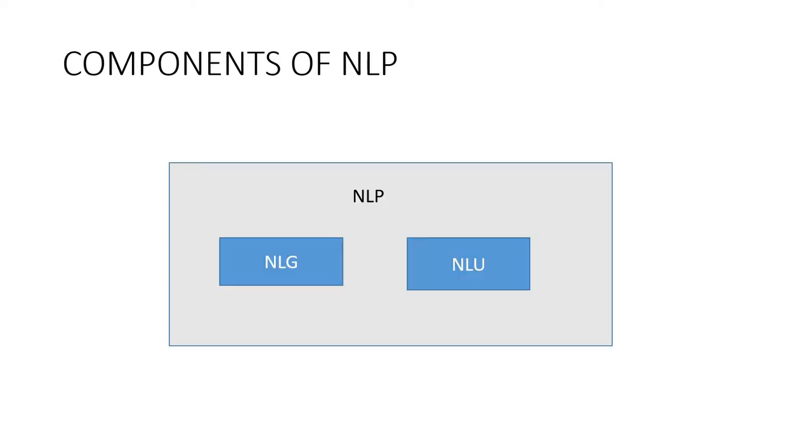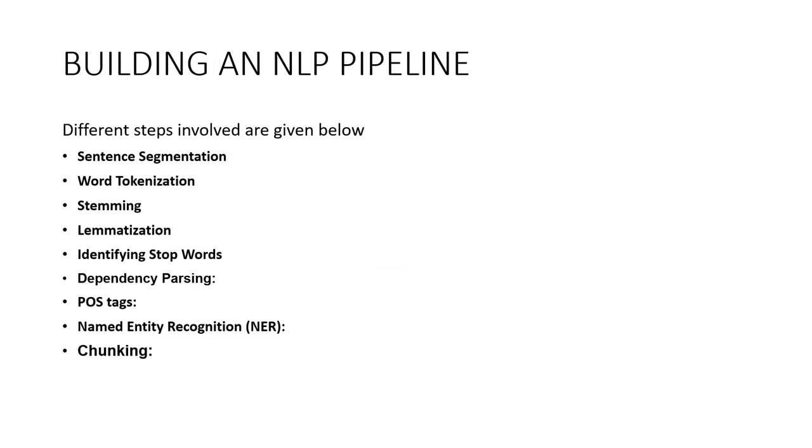This is a pictorial representation. NLG and NLU are subsets of NLP. While building an NLP pipeline, these are all the steps you need to follow: sentence segmentation, word tokenization, stemming, lemmatization, identifying stop words, dependency parsing, POS tags, named entity recognition, chunking. These are all the steps you need to follow.